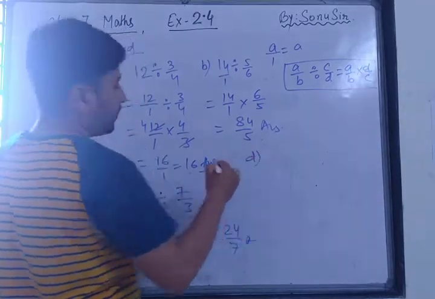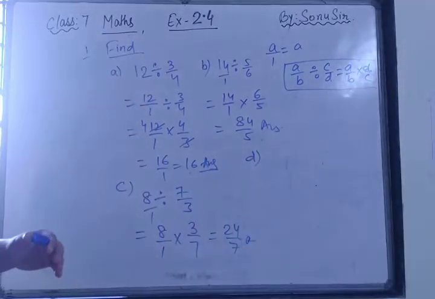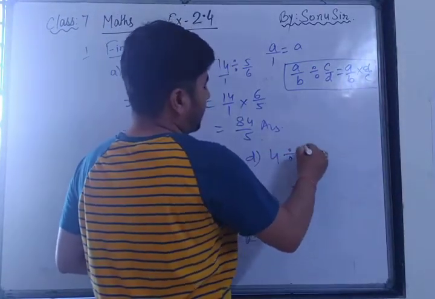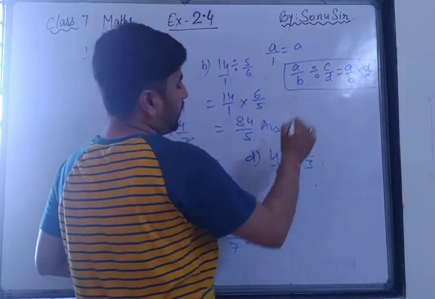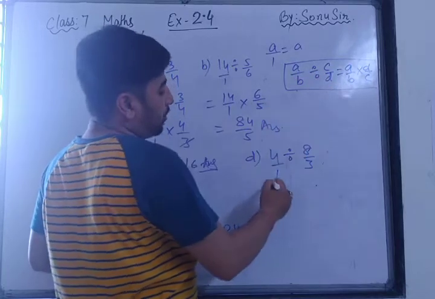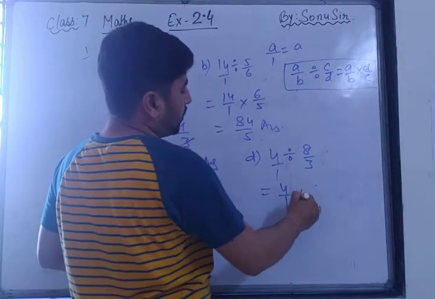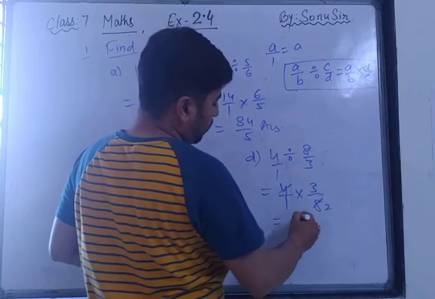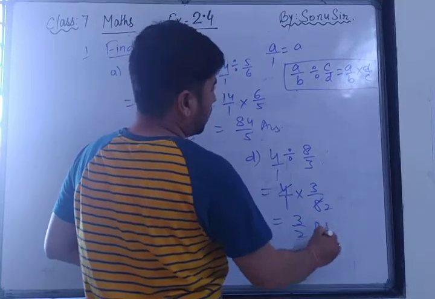D question. 4 divided by 8 by 3. 4 divided by 8 by 3. So what will we do? 4 by 1. So A by B divided by C by D, A by B into D by C. 4 2s are 8, 2 1s are 2. So 3 by 2. Got it?